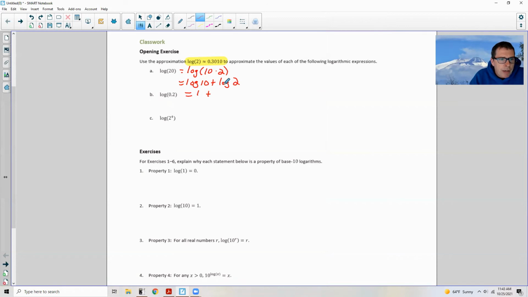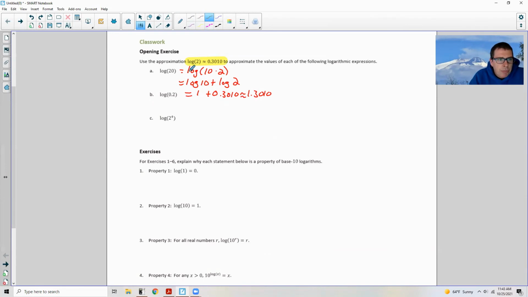Now I'm going to use my approximation of 2. The log of 2 is 0.3010. So I'm going to put 0.3010, and that is going to equal 1.3010. And again, I should not use an equal sign. It should now become an approximation. Okay, so there is part A.